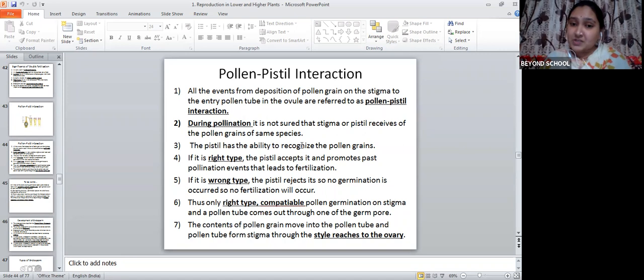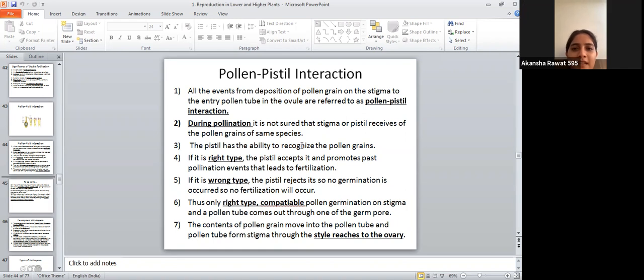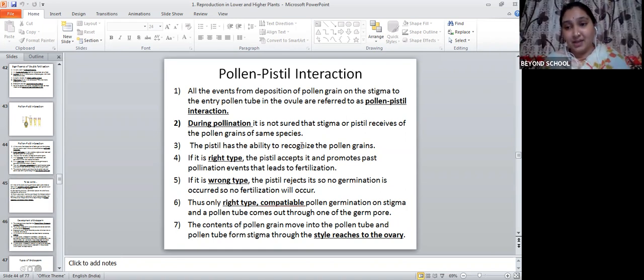Now this pistil has the ability to recognize the pollen grain, meaning the stigma itself has the capacity to recognize the pollen grain. Understood? Without recognition, without identification, the stigma is not going to allow the pollen grain to come inside. If the pollen grain is of the right type, the stigma accepts it, promotes it and passes on the fertilization event.